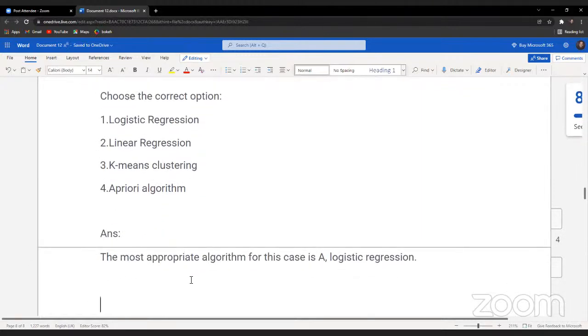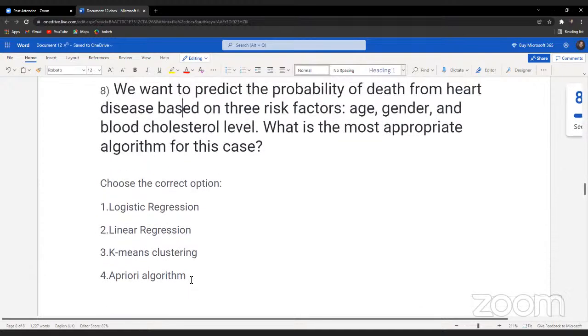Now, as we look into this, the most appropriate algorithm for this case is logistic regression. By using this logistic regression, we can predict the probability of death from heart diseases by using the three different factors. Okay?